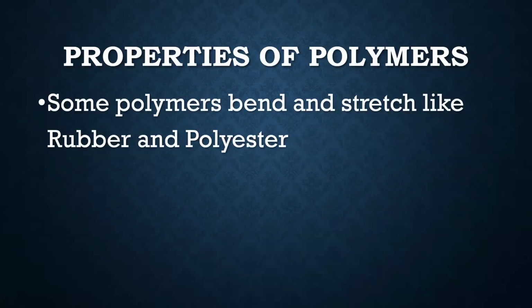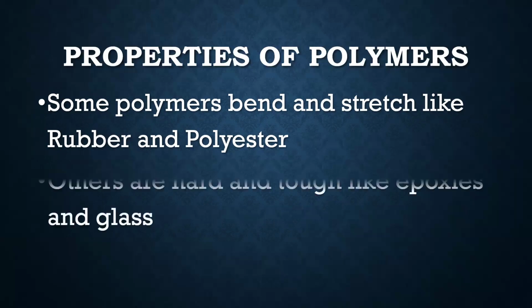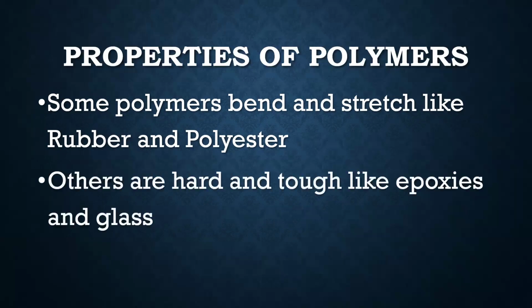Some polymers are elastic. They can stretch, like rubber and polyester. Others are hard and tough, like epoxy and glass. So they can be elastic, they can be hard. They have different physical properties.